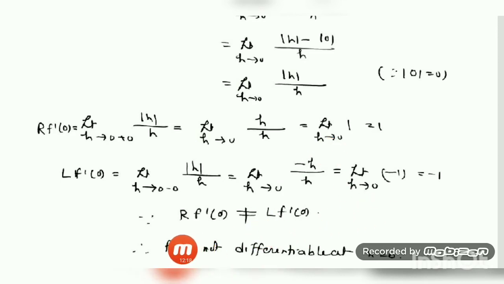So what is the conclusion? f is not differentiable at the point x equal to 0, because to be differentiable, you must have the right hand derivative equal to the left hand derivative. Hope you understand this theorem. This is asked in the exam also.